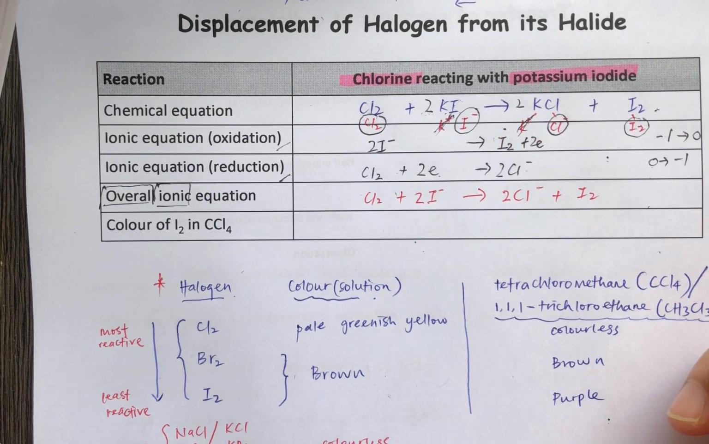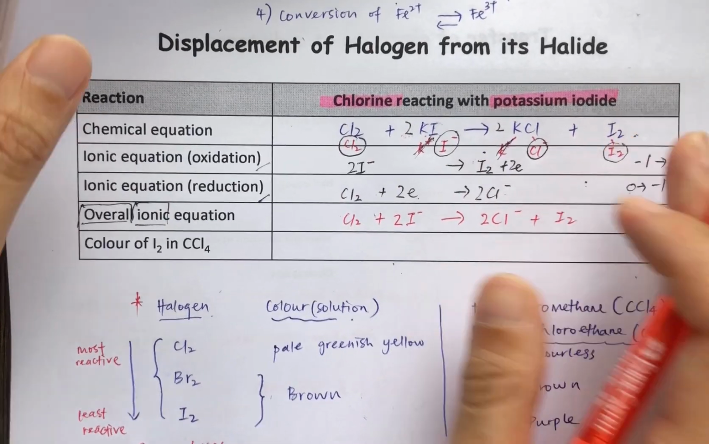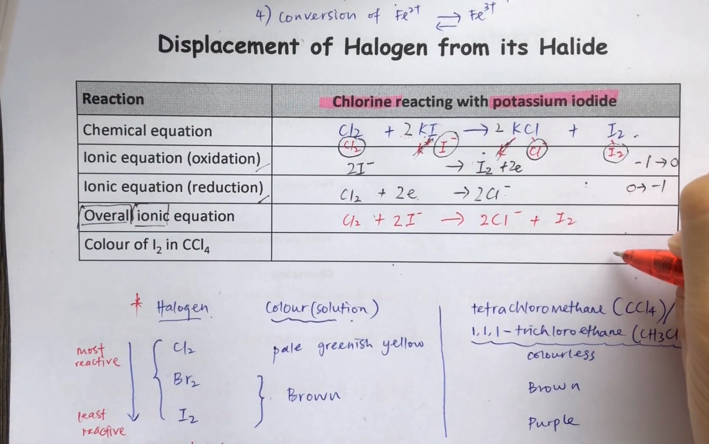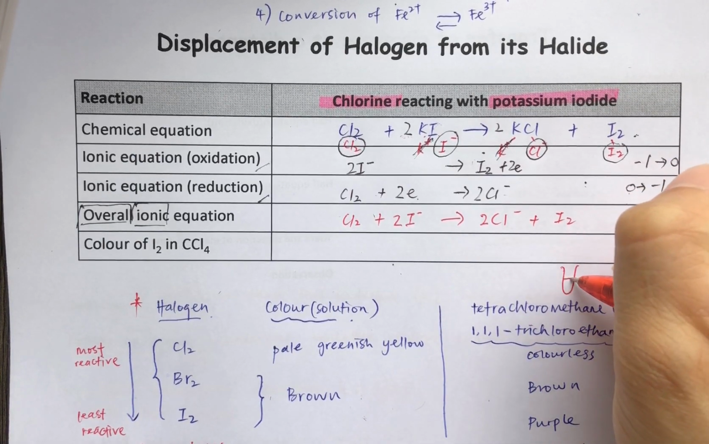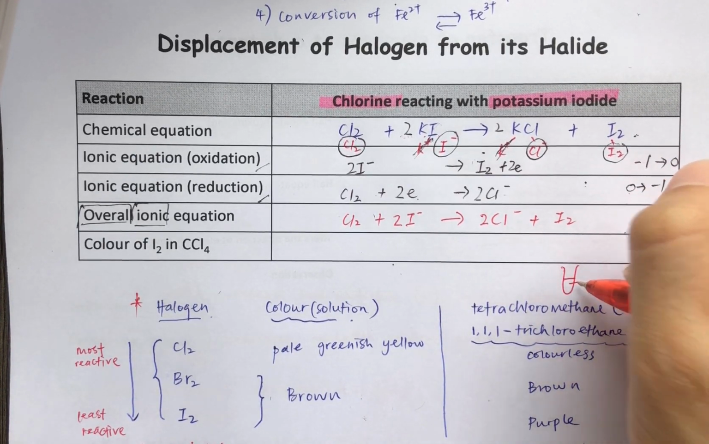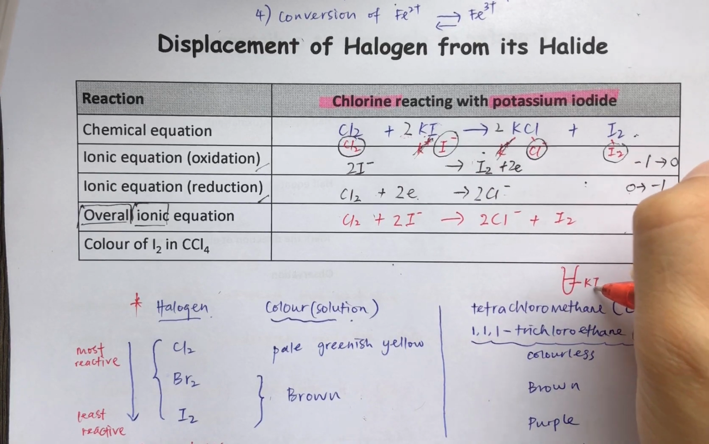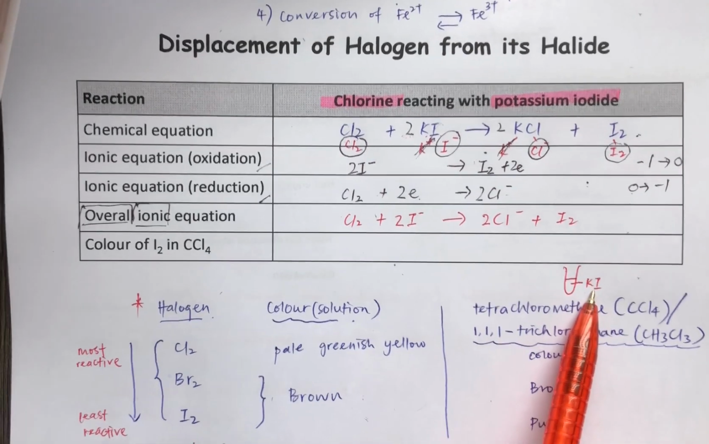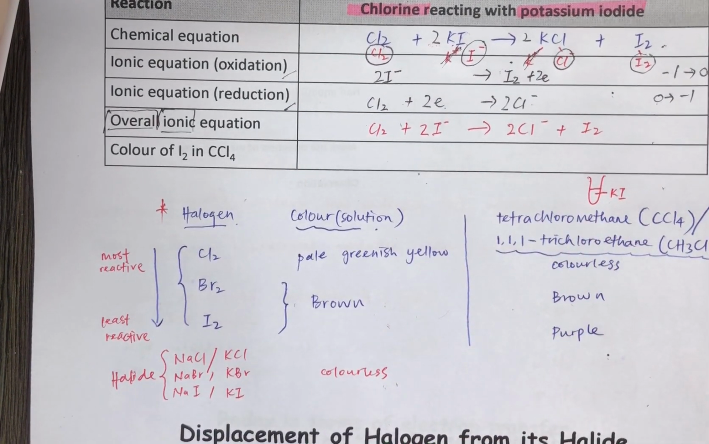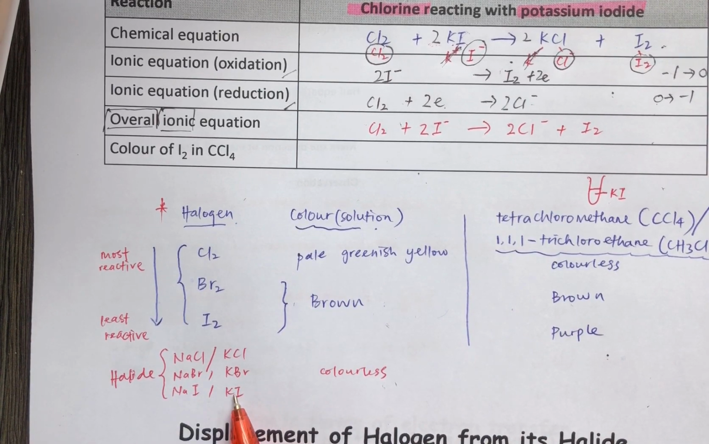Okay, now, in this question, I will have some observation. And what is my observation? Now, let's look at this. Imagine when I carry out this experiment in a test tube. At first, I have KI, potassium iodide. So at the beginning, does my solution have any color? The answer is no, because halogens in compound or halides are all colorless.